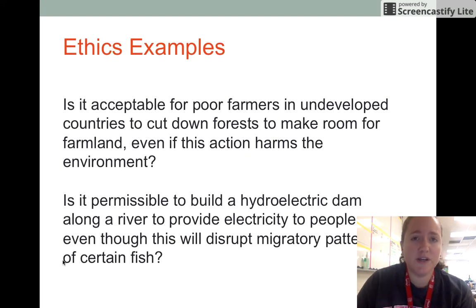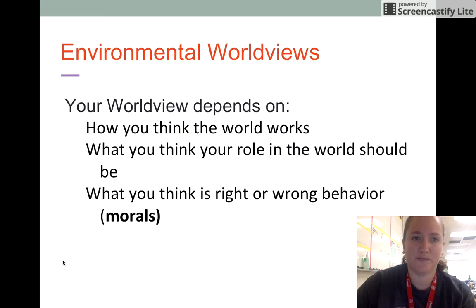So some examples of things that we might have to talk about in this class. Is it acceptable for poor farmers in undeveloped countries to cut down forests to make room for farmland, even if this action harms the environment? So that's an example of an environmental ethical situation that you would have to figure out the different points of and be able to argue for or against either way. Same thing with building hydroelectric dams. Should we build them when we know it's going to disrupt fish patterns?